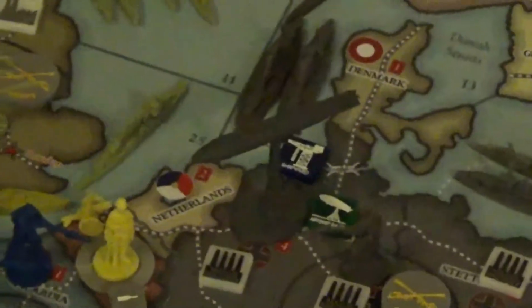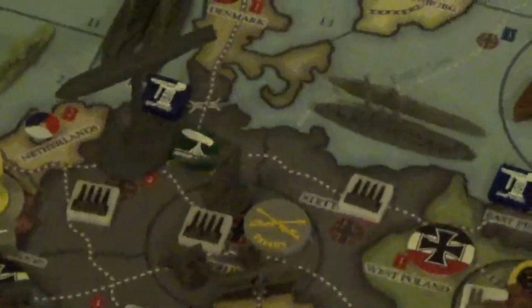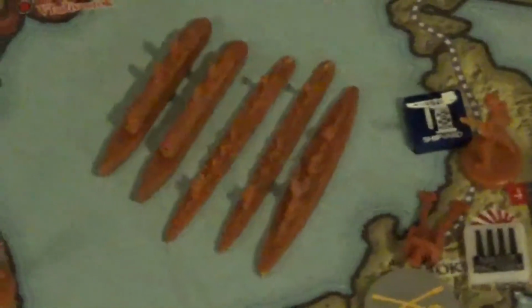As you can see, Zeppelins are introduced in this. Some new models, as you can see, the German Dreadnought and the German Cruiser. The American Dreadnought cruisers might be a little hard to see, but Japanese Dreadnought cruisers for the last scenario. All these can be found at historicalboardgaming.com.